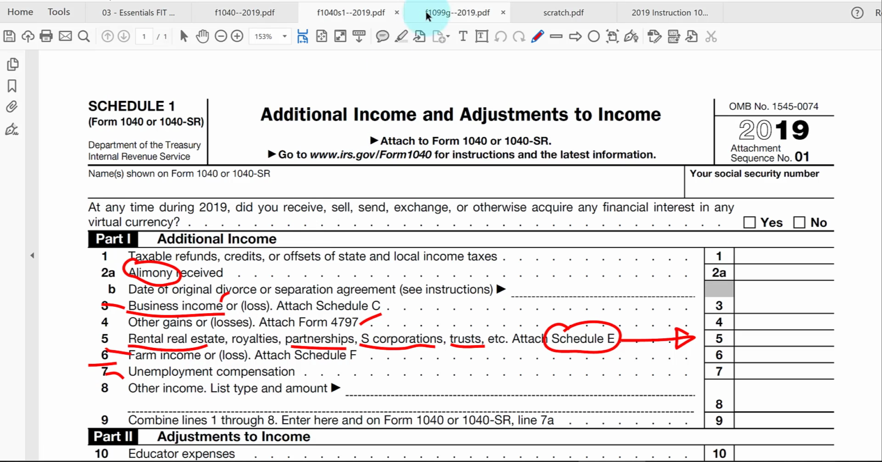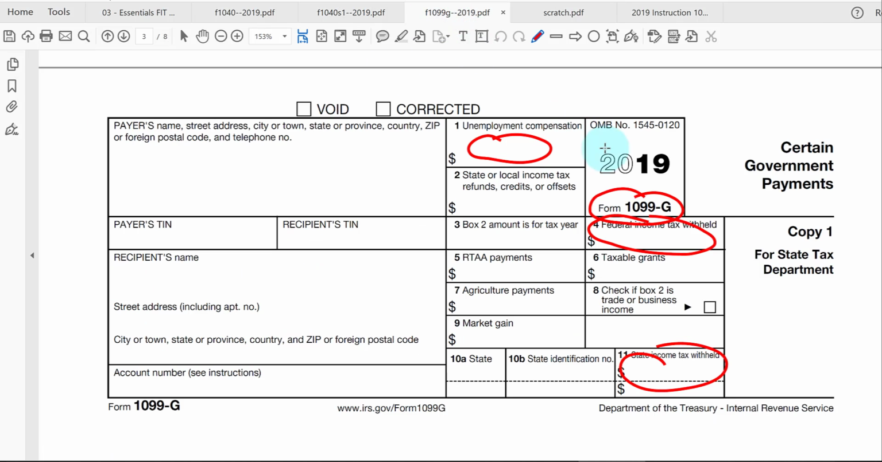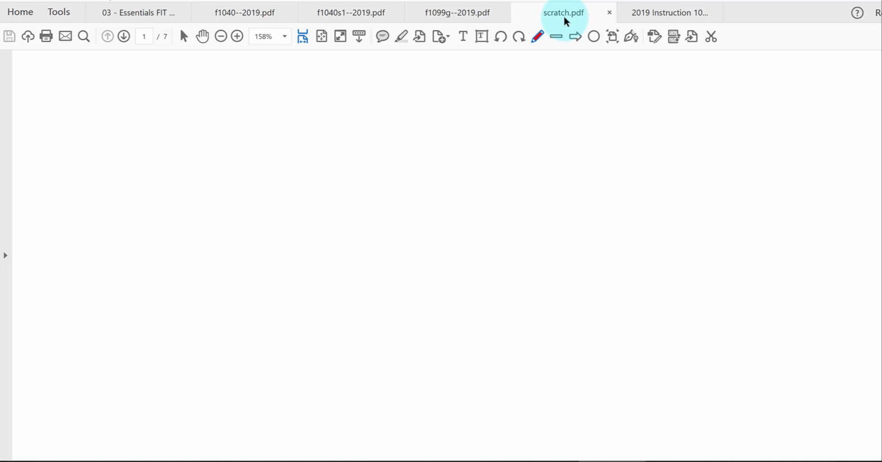Another use of this 1099G, G for government: you'll probably receive a 1099G if you received a state refund during the year. You won't get a 1099G for a federal refund because federal income tax refunds are never taxable. State income tax refunds may or may not be taxable. It depends. So let's figure out when it's taxable or non-taxable on this scratch paper.